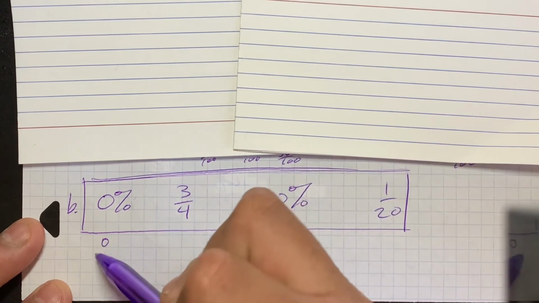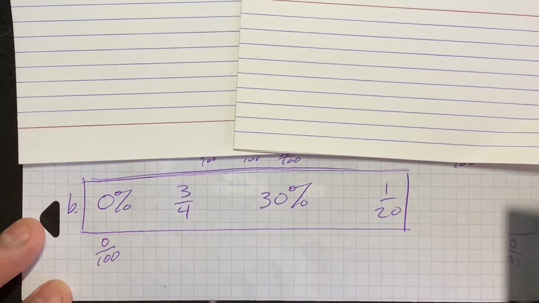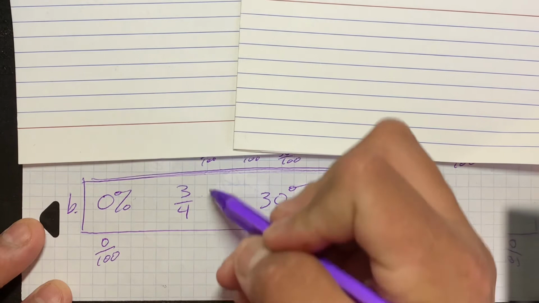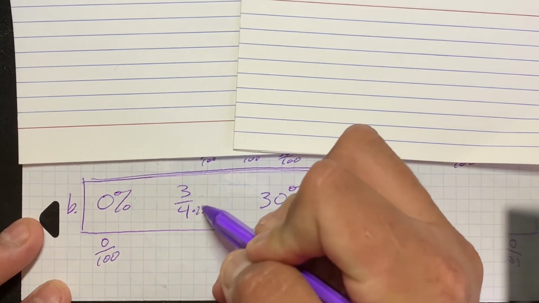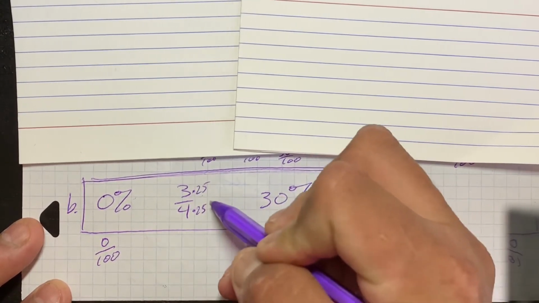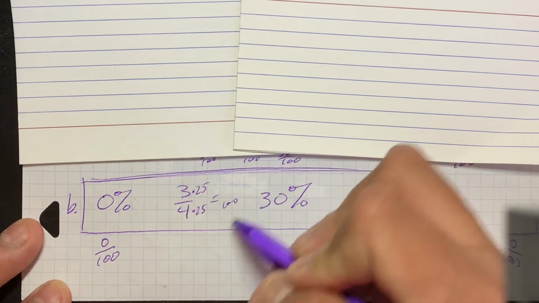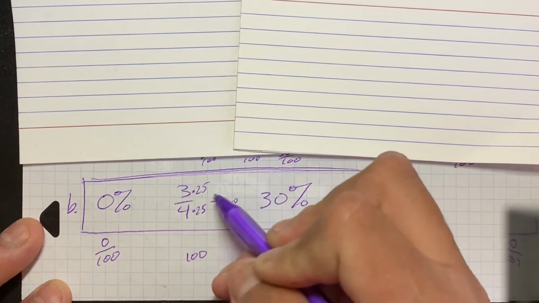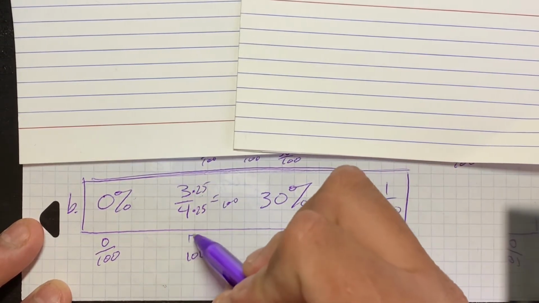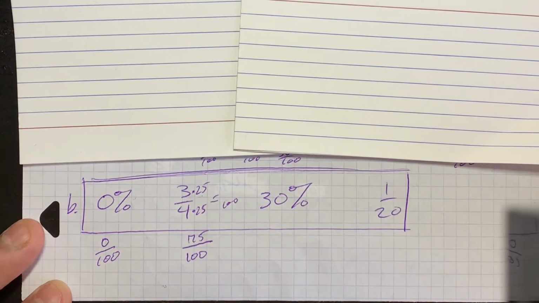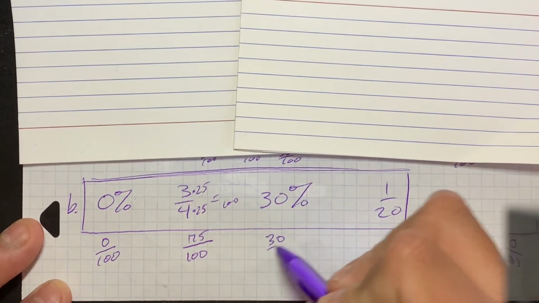0% would be 0 out of 100, or 0 over 100. 3/4. So if we look at that, multiply 4 times 25. What you do to the bottom, you do to the top. 4 times 25 is 100. I'll put it down here. 3 times 25 is going to be 75. Okay. And then 30% is going to be 30 over 100.